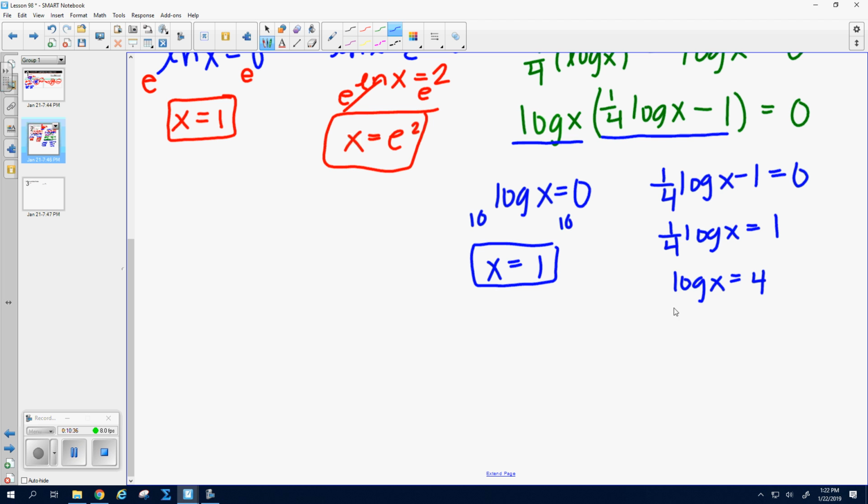And then I need to exponentiate. So I do 10 to that power. And x equals 10 to the 4th, or 10,000.